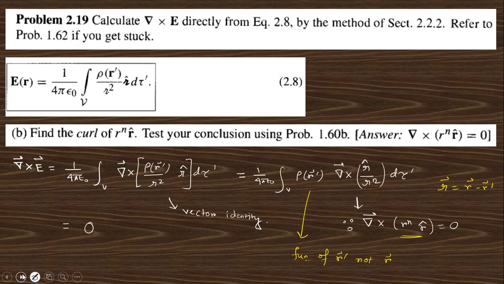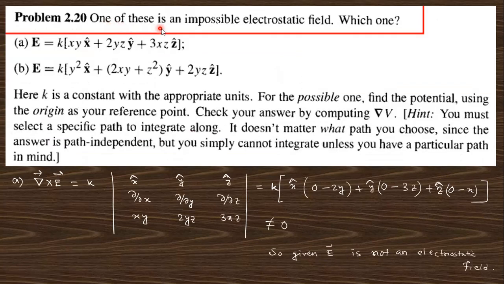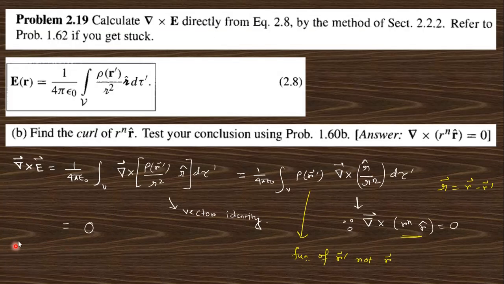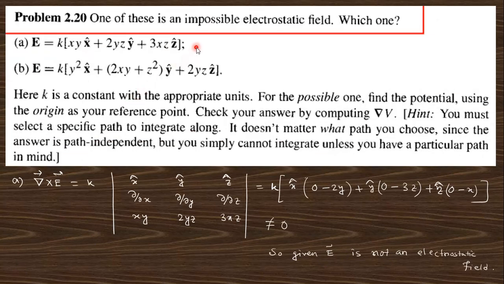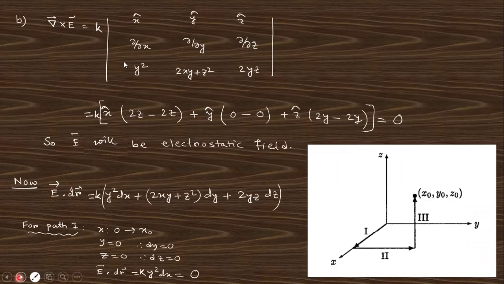Okay, go to the next one. One of these is an impossible electrostatic field, which one? You just need to get the point that the curl of E will be zero for an electrostatic field, so we can check whether the curl is zero or not. The curl of E for the first is not equal to zero, so this is not a possible electrostatic field. In the case of the second one, the curl of E is zero, so this is a possible electrostatic field.